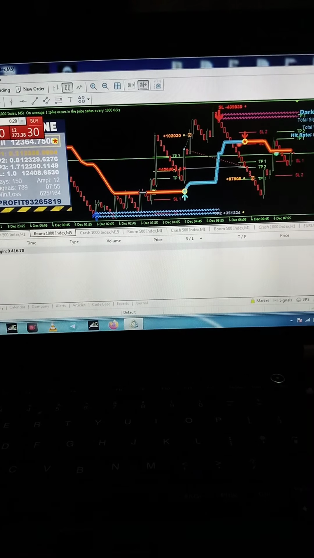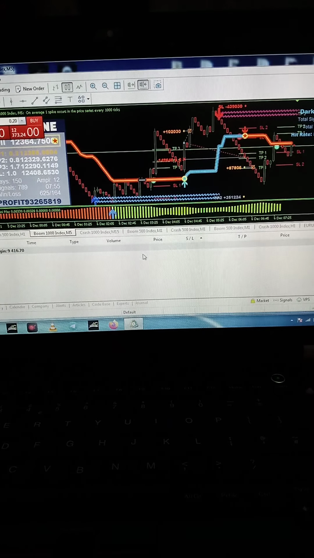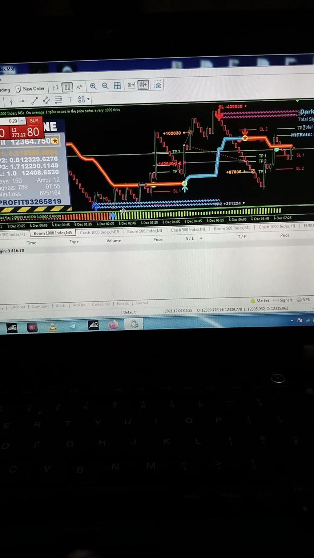Okay. And another thing that I will give you when you purchase this is moving minimas for strong confirmation of trend. Look at it, moving minimas. I'll give you these two indicators if you don't have them. If you have them already, glory be to God.